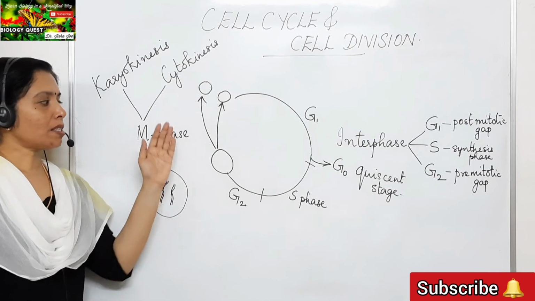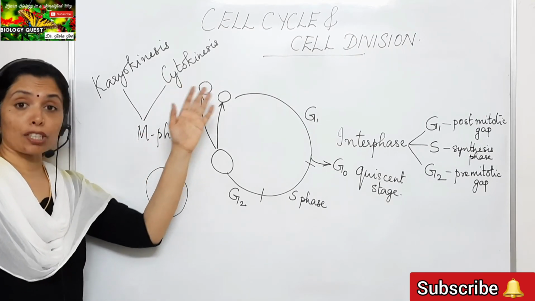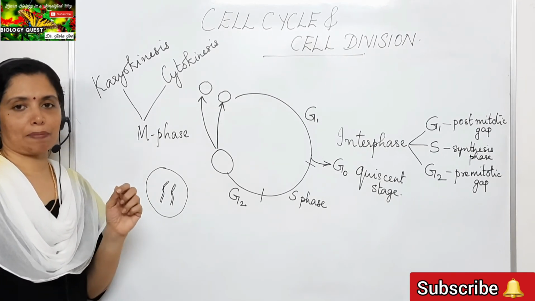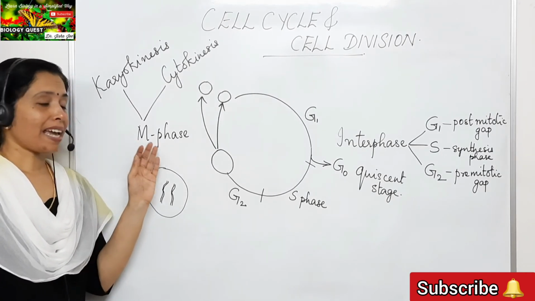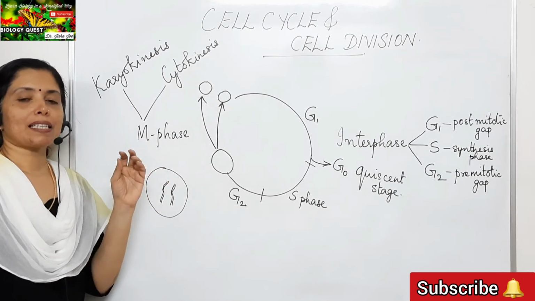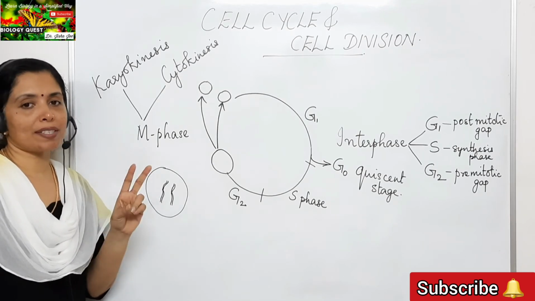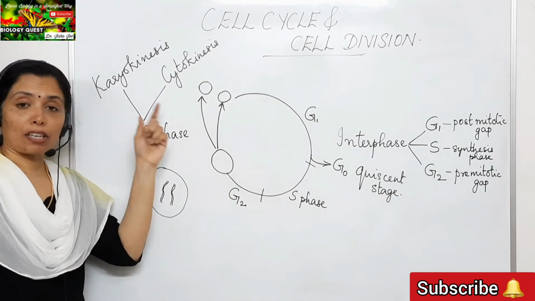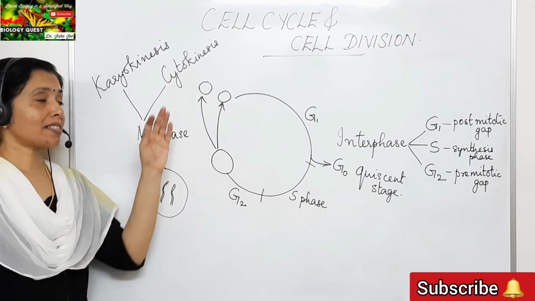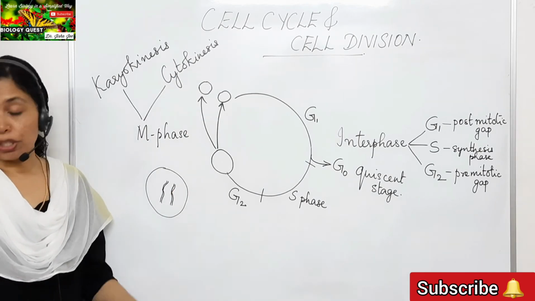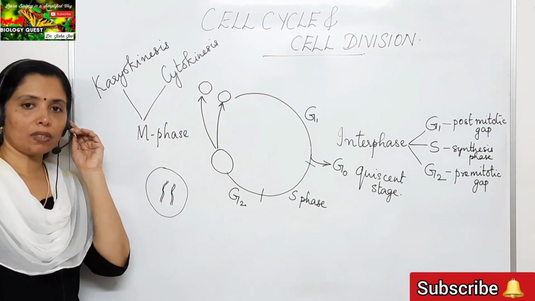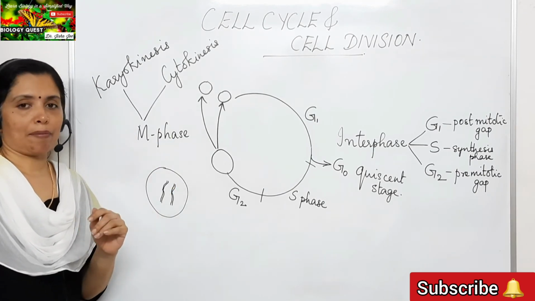And the second stage of M phase is the cytokinesis, where the division of the cytoplasm takes place. So it is the M phase during which the division of the cell takes place, and the M phase is divided into two stages. First stage is the karyokinesis, during which nuclear division takes place, and the second stage is the cytokinesis, during which the division of the cytoplasm takes place. Okay, so that is with regard to the M phase.